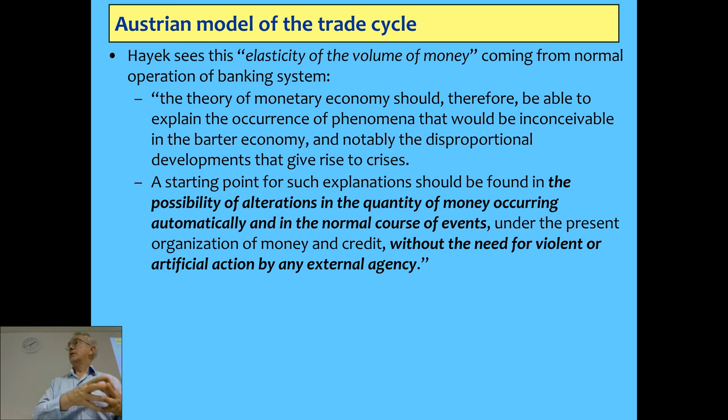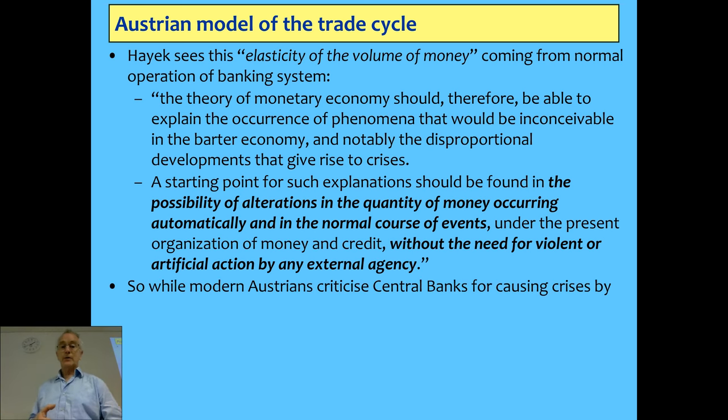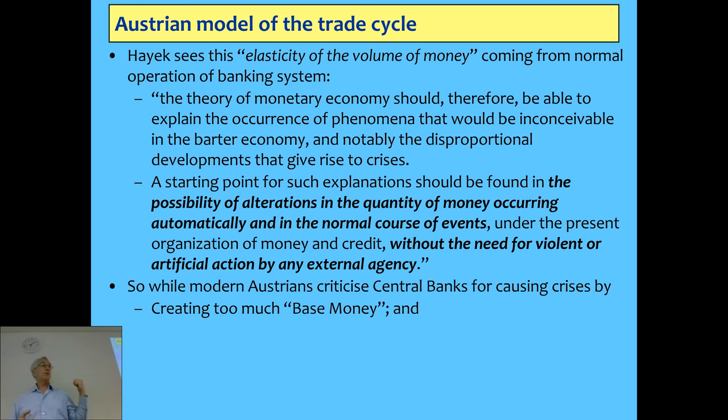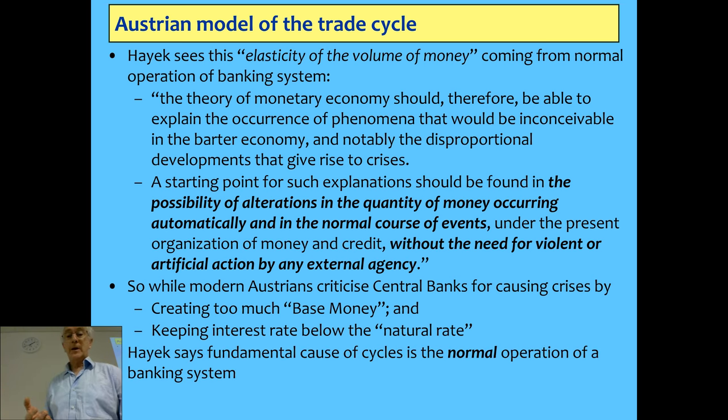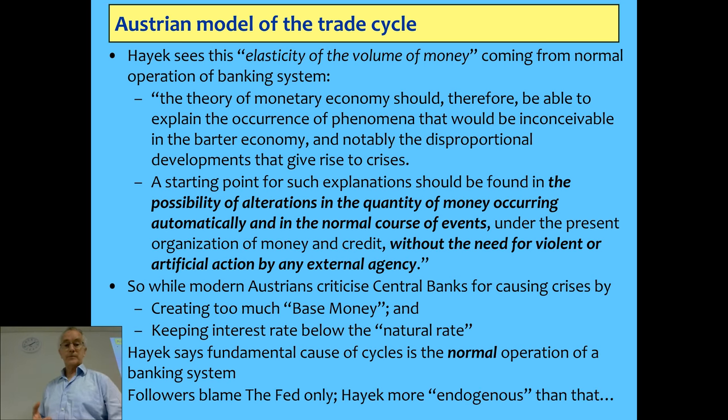What Hayek is saying is, well, if we didn't have these banks behaving that way, we'd be closer to equilibrium, and that's good. So he's saying, how can we get rid of these disturbances? How do we get rid of the changes that happen? And they say, well, central banks cause it because they create too much money, too much base money. They keep the interest rate below what it should be, what they call the natural rate. And so they're saying that the banking system causes these cycles.